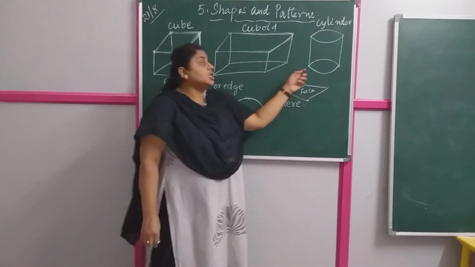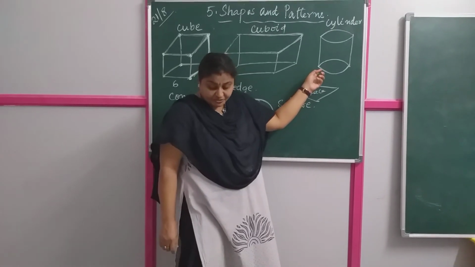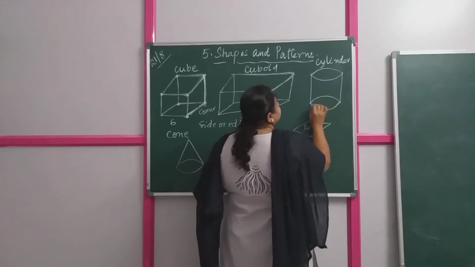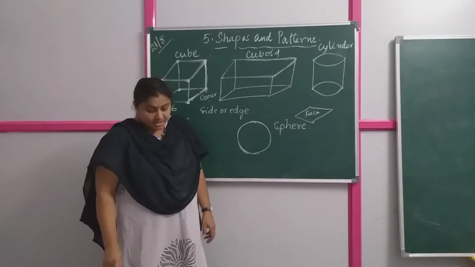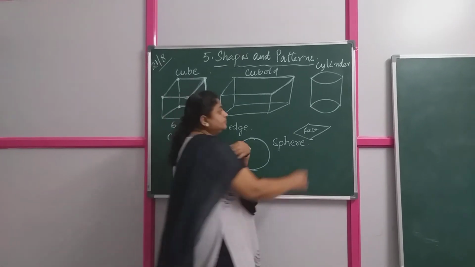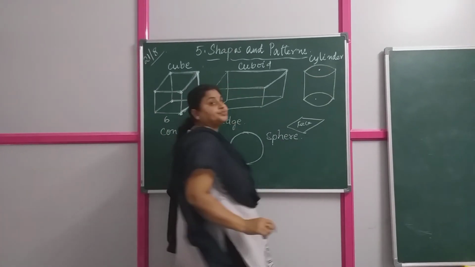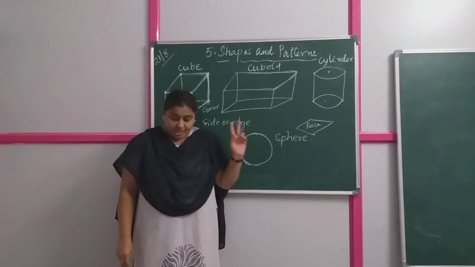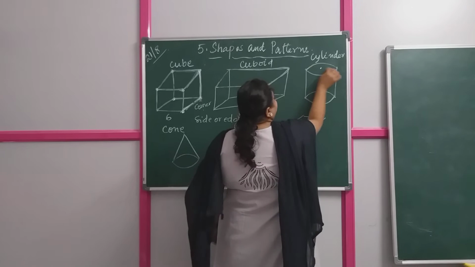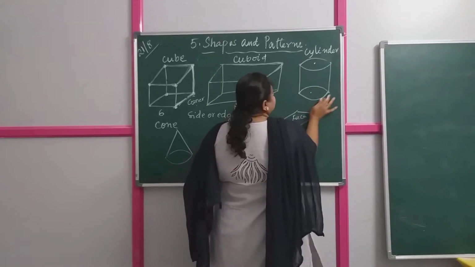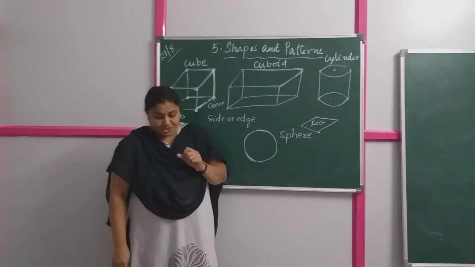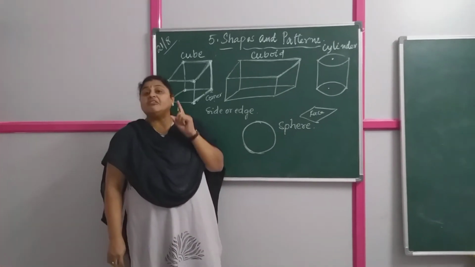Then coming to cylinder. Now cylinder is formed by curved surfaces. So how many curved surfaces does a cylinder have? 1, 2. Cylinder has 2 curved edges. 1 curved edge, 2 curved edges. So cylinder has 2 curved edges and 1 curved face.